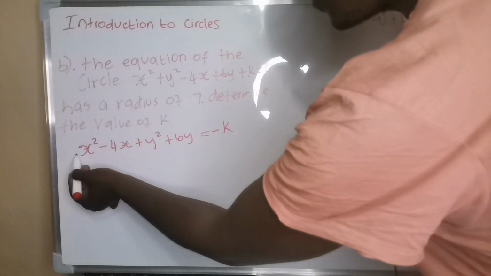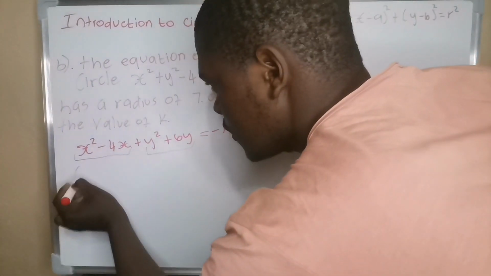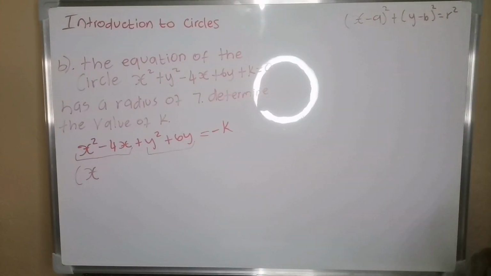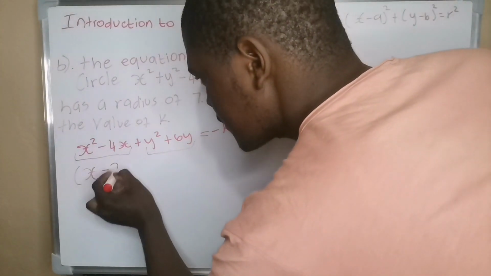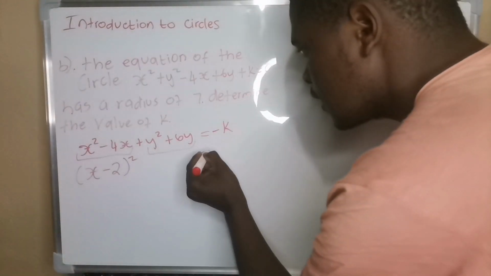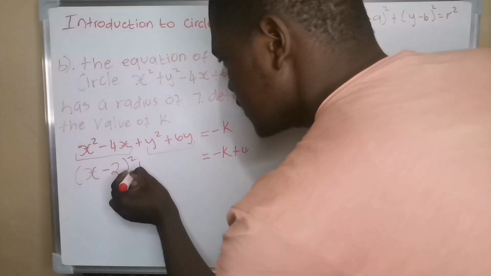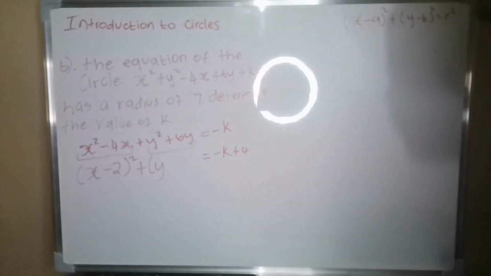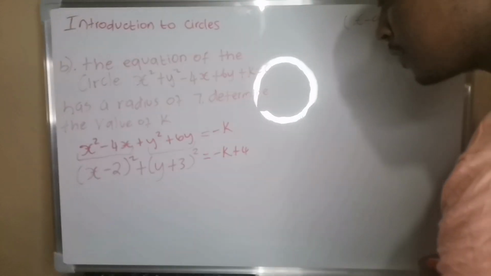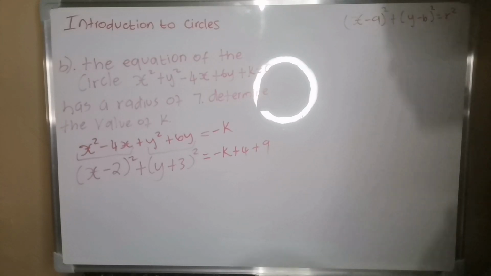Therefore, we complete the square here. Half of negative 4 is negative 2, and negative 2 squared is positive 4, so negative k plus 4. And half of 6 is 3, and 3 squared is positive 9. I hope you can see it, guys. Now here's our equation.